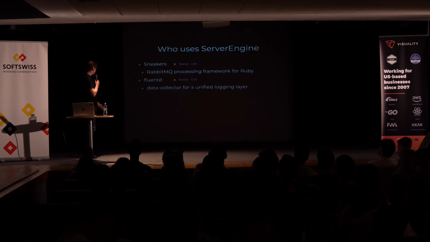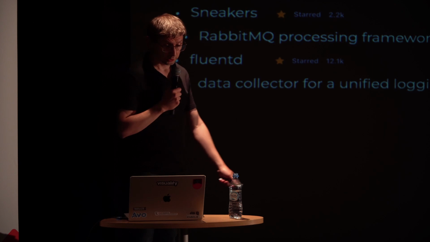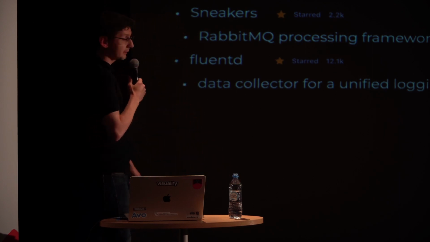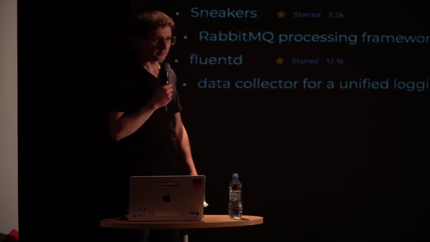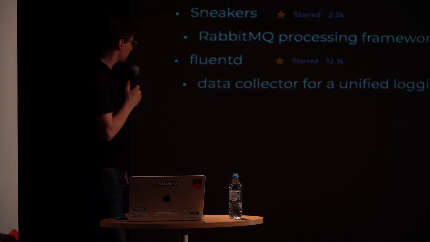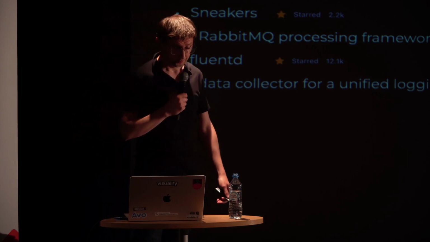And the other one is Fluentd. This is for logging. As you can see, Sneakers has like 2,000 stars on GitHub. Fluentd is much bigger. It has 12K of those. And on the other hand, ServerEngine has less than 800. It's like unknown in the world. I feel it's quite unjust because it's really, really powerful.